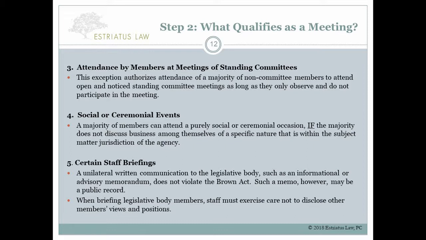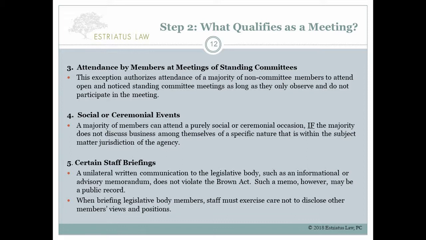The fourth exception states the majority of the legislative body can attend the same purely social or ceremonial events, such as a football game, party, wedding, funeral, etc., so long as they do not discuss business amongst themselves of a specific nature within the subject matter jurisdiction of the agency. The test is not whether or not a majority attends the function, but whether or not business of a nature within the agency's jurisdiction is discussed. However, as we'll see later in the discussion scenarios, it might be good to avoid those types of situations, just to avoid the appearance of impropriety, even when a Brown Act violation isn't occurring.